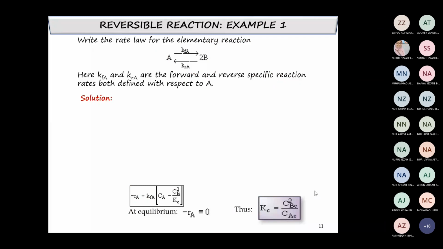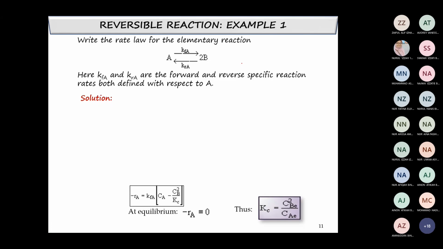Okay, now we have a reversible reaction. Example 1. Okay, we have A to 2B. Alright, and then we have KRA. Okay, this is forward and this one is the reverse. Okay, so here KFA and KRA are the forward and reverse specific reaction rate constants, both defined with respect to A. Okay, so daripada sini what you need to do is you need to know what is RAF and RA reverse. Okay, right, let me show you.